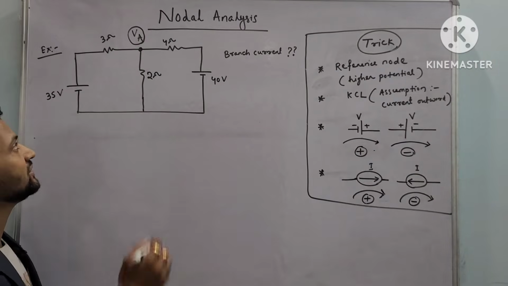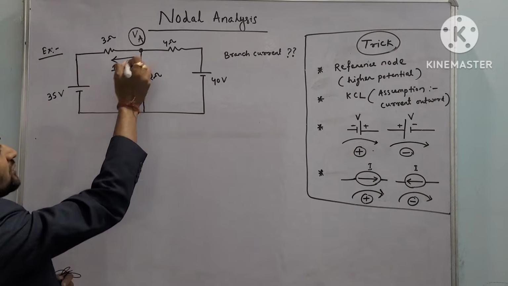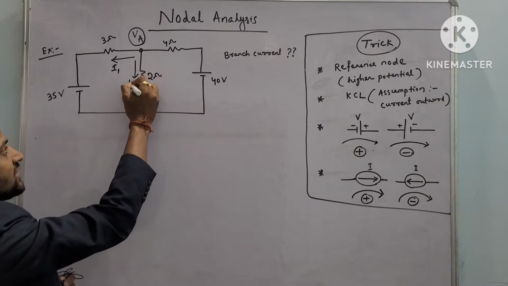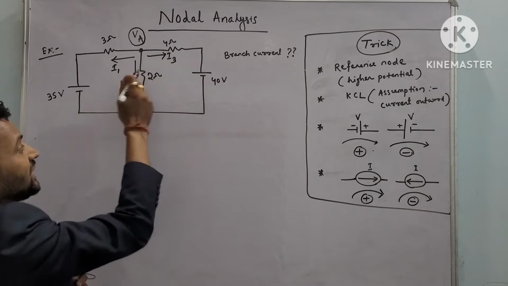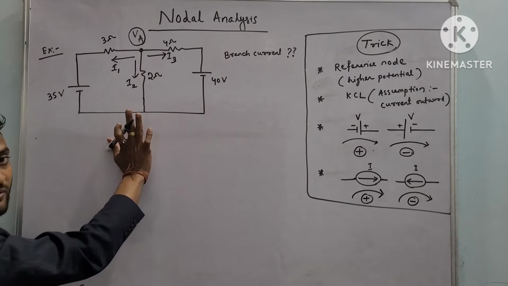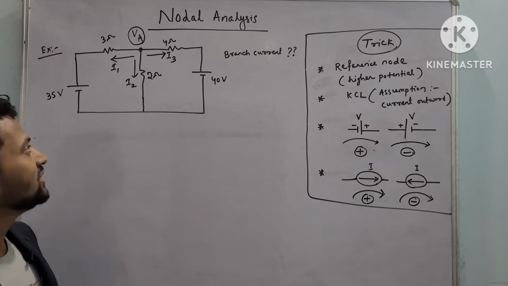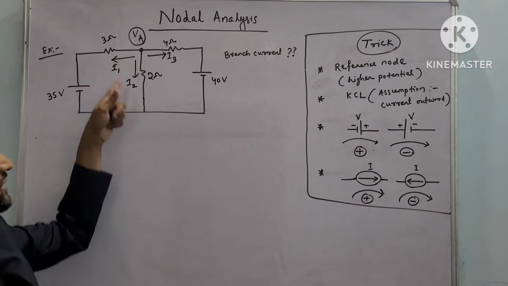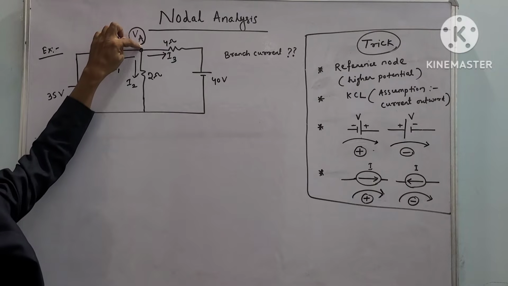That is our assumption. Let this current be I1 which is coming out from the junction, this one is I2 and this one is I3. But actually this is not the direction of current. We will find out the answer and verify whether our assumption is right or wrong. So there are three branch currents coming from this node.